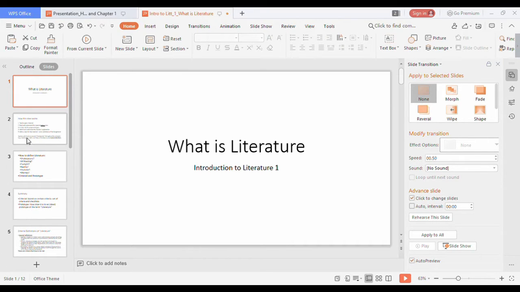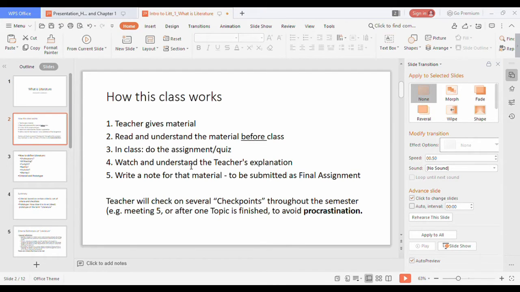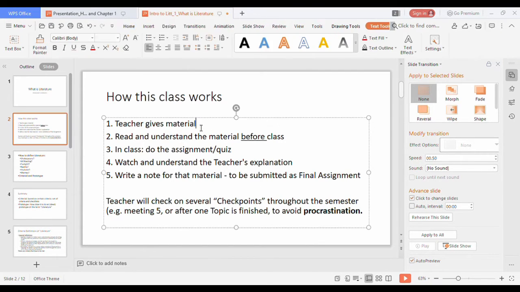Now before we begin talking about the material, I'm just going to go over again the process, how this class works. This is something that I already wrote in the course profile, just so that you know that I'm going to repeat that again. Here, the first thing I would do is give a material. In this case, it is an article, "What is Literature?"